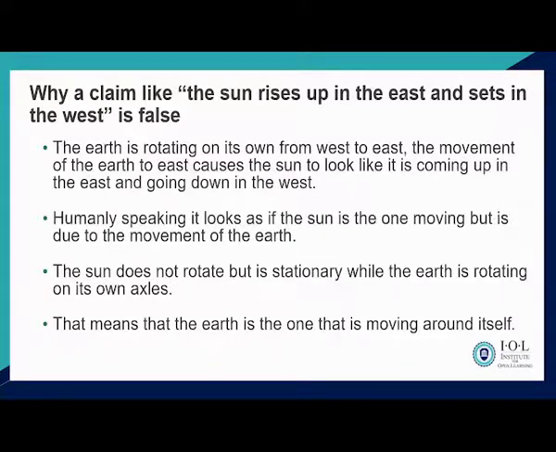So the claim that the sun rises in the east and sets in the west is false. It is testified by the principle that the Earth is the one rotating on its own axis, which enables it to rotate, while the sun is stationary. The Earth rotates, moving around itself.